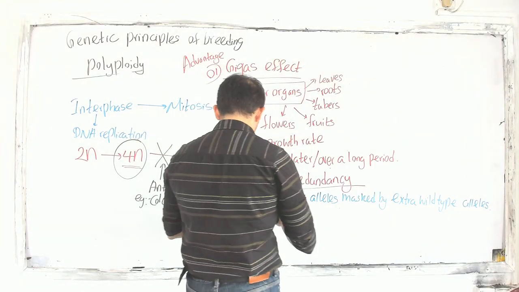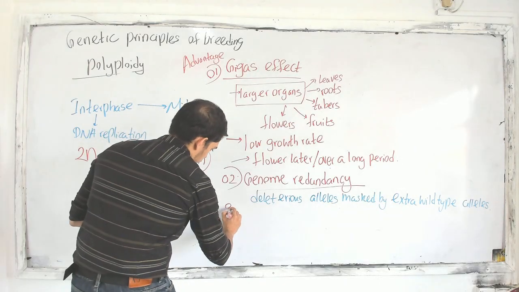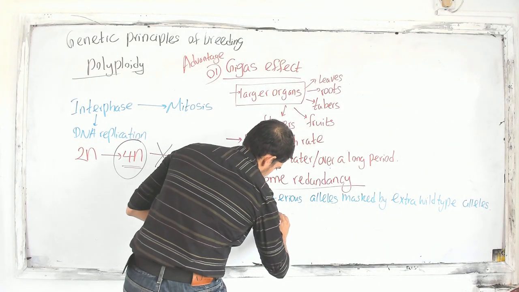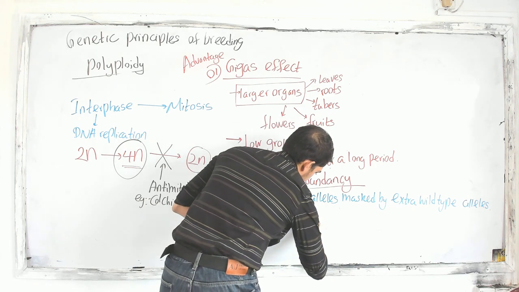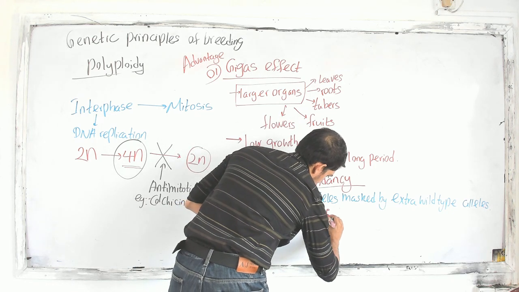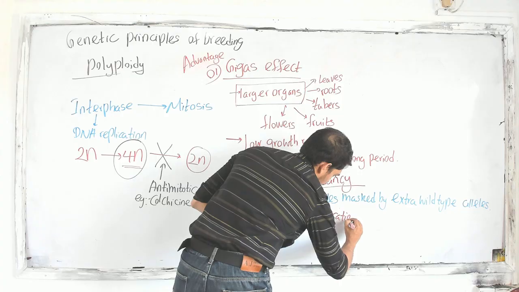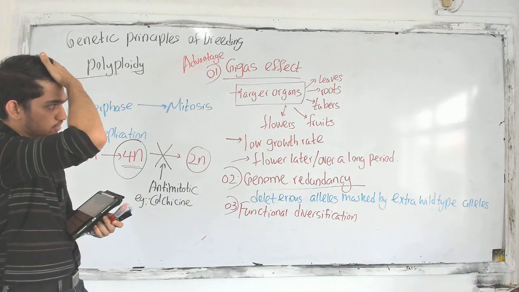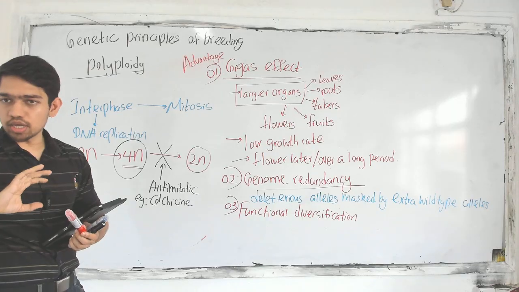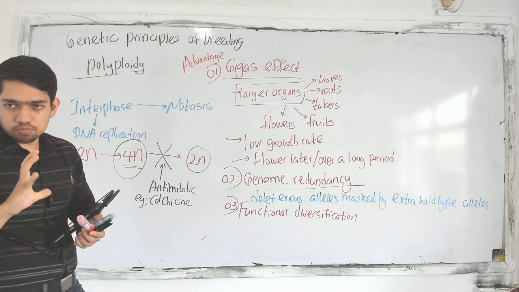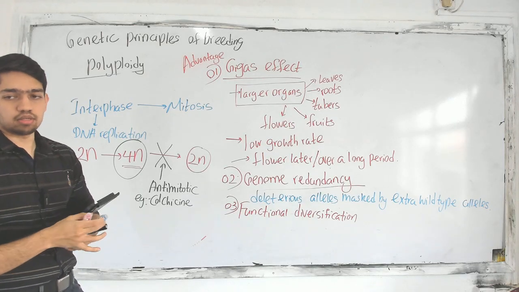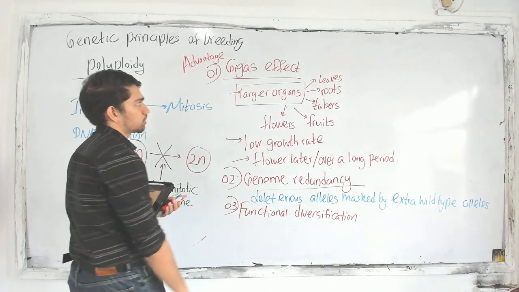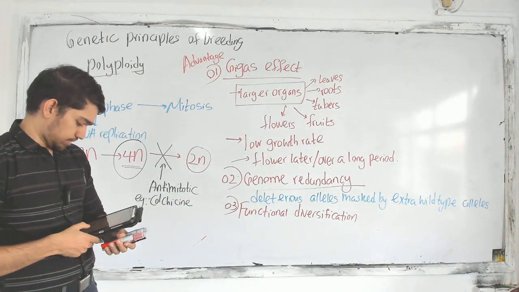Sometimes there's something called functional diversification as well. That means these new copies can start to do a new function. Because you have so many extra copies, they can start to do something entirely new, something that is not normally done by the species. That can start to happen because of the Gigas effect.